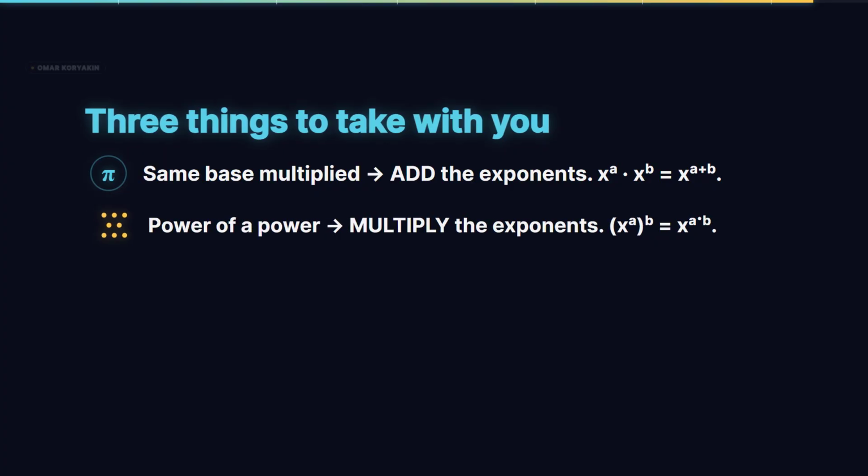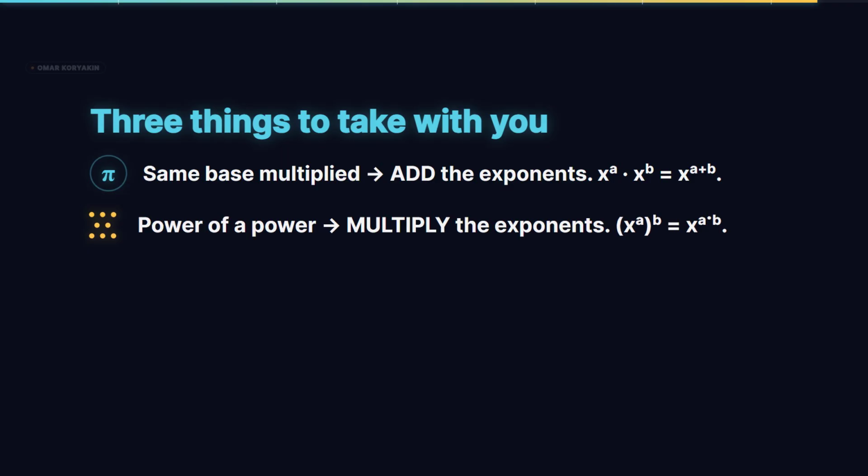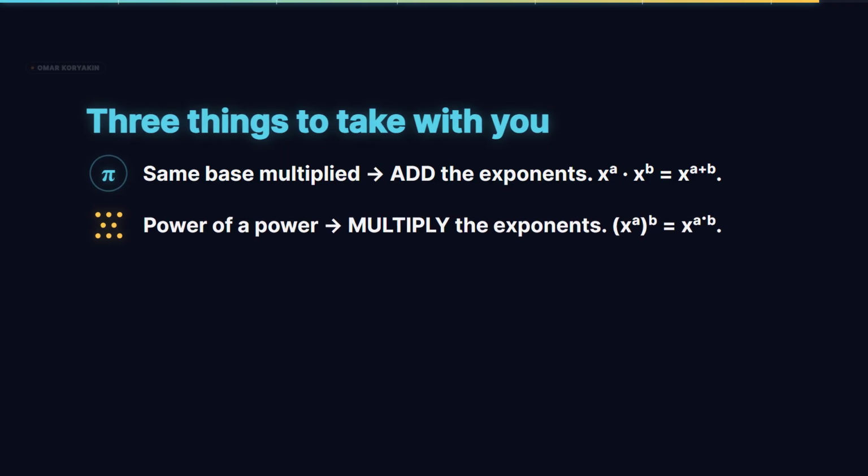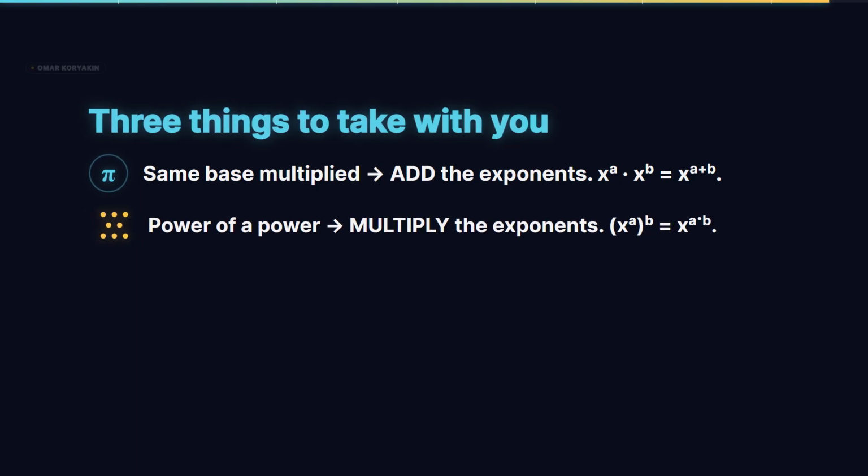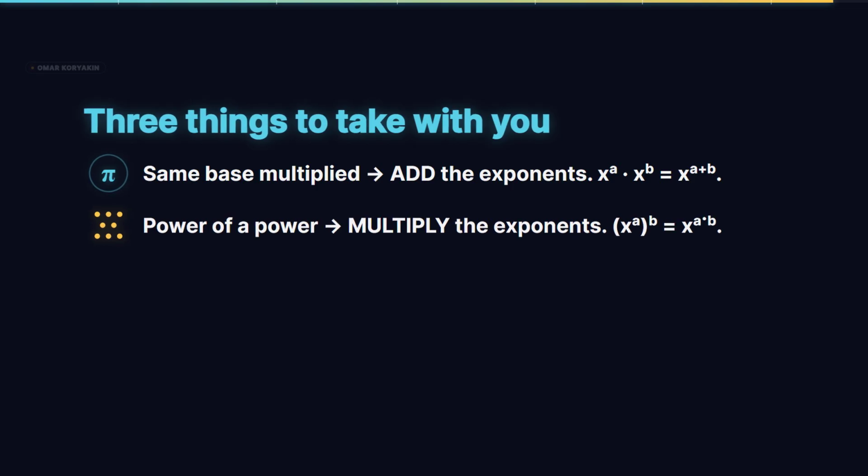Second, when you raise a power to another power, multiply the exponents and keep the same base. The expression open parenthesis x to the a close parenthesis raised to the b power equals x to the power of a times b. The multiplication sign in the new exponent is the rule. Whenever you see one power raised to a second power, the times sign goes between their exponents inside the result.